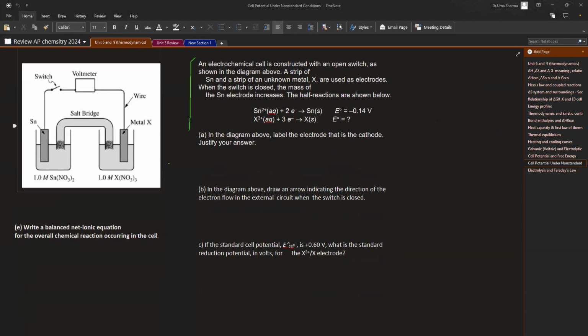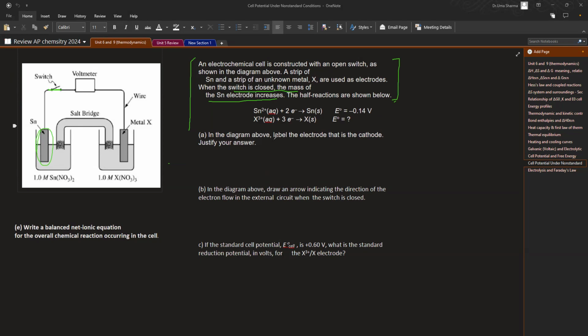Read the question. Identify anode and cathode from the language here. When the switch is closed, the mass of the tin electrode increases. When I close this, the mass is increasing. So what is tin?